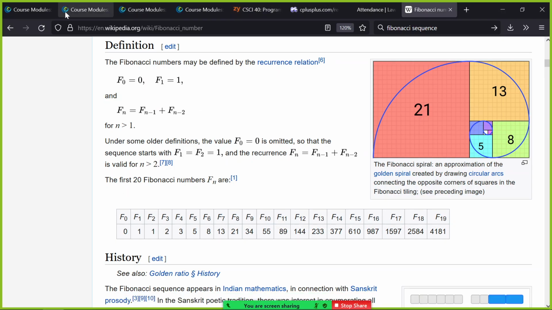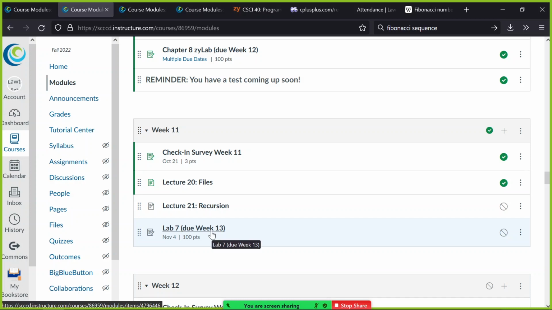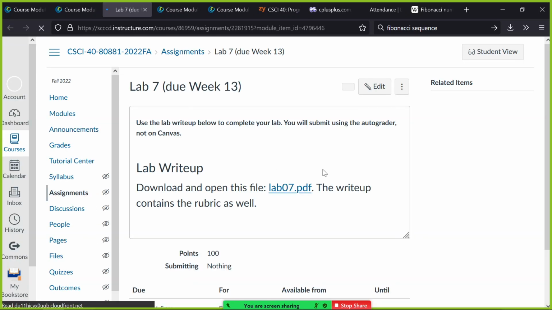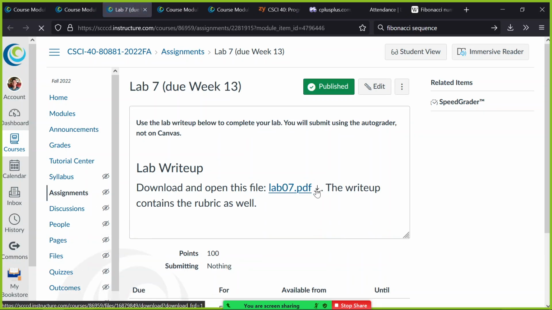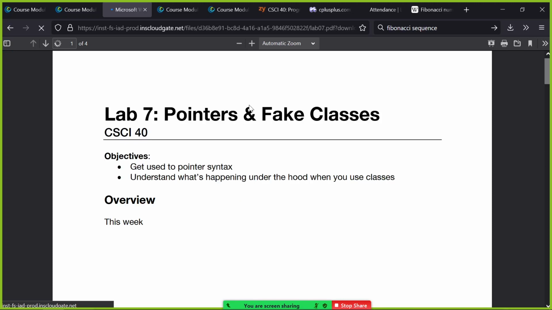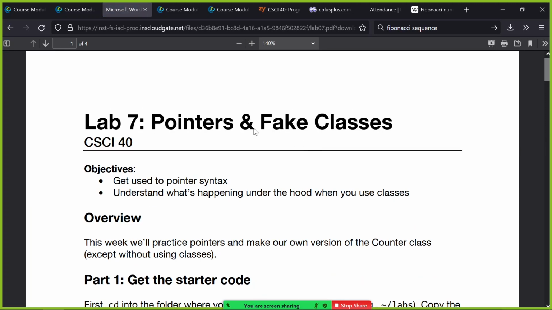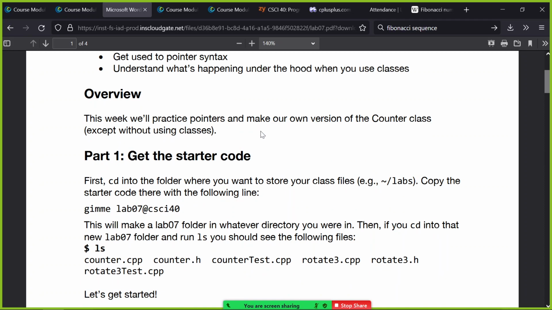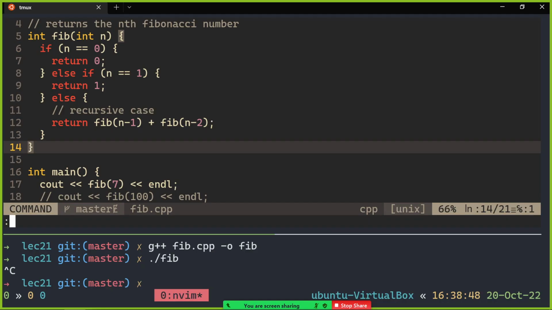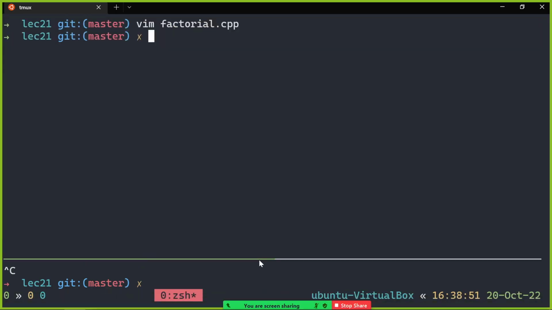All right. So Lab 7, this will be due after the midterm, week 13. Let's talk about it. So this one's about pointers. Ooh. So this is lab 7. Let's go look at the starter code. Let's make this window large.